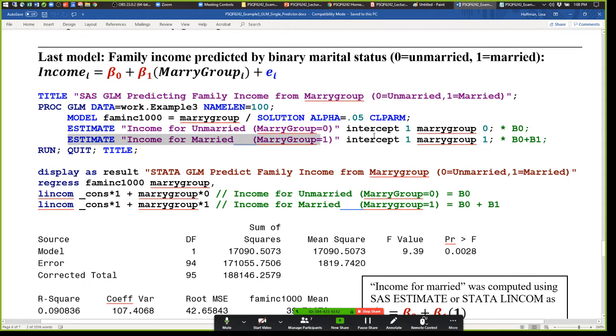The second one is the one that we have to write if we want this additional piece of information. It tells us what the model says the mean would be for the one group.